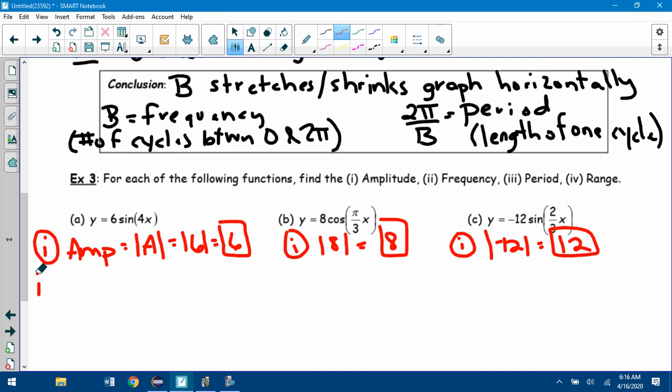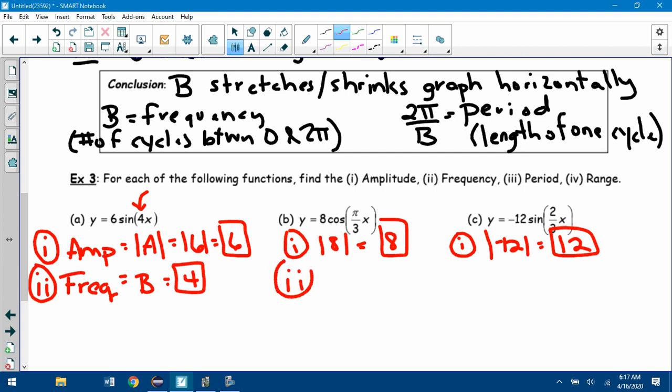Next is frequency. Frequency means the number of cycles between 0 and 2 pi, but if I'm looking for frequency, and I just have an equation, we just want the B value, the number that's multiplied by x. So it's 4 for this one. What is it for the second graph? Yep, it's weird, but it's pi over 3. Pi over 3 is still a number. And for the last one, 2/3. So that means there's 2/3 of a cycle between 0 and 2 pi. The pi over 3 one technically means there's pi over 3 of a cycle, so a decimal of a cycle.